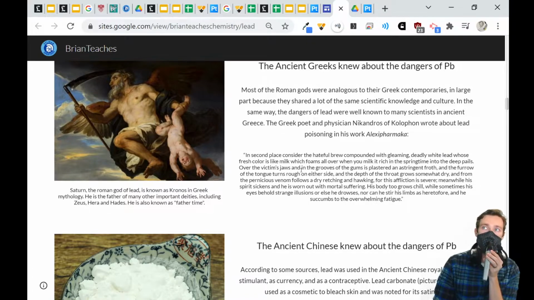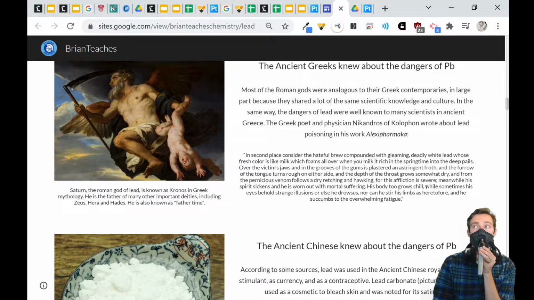Over the victim's jaws and in the grooves of the gums is plastered an astringent froth, and the furrow of the tongue turns rough on either side, and the depth of the throat grows somewhat dry. And from this pernicious venom follows a dry retching and hawking, for this affliction is severe. Meanwhile, his spirit sickens, and he is worn out with mortal suffering. His body too grows chill, while sometimes his eyes behold strange illusions, or else drowses. Nor can he stir his limbs as heretofore, and he succumbs to the overwhelming fatigue.